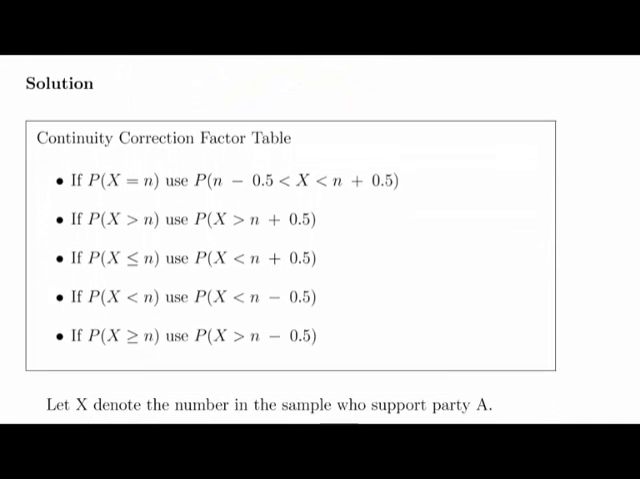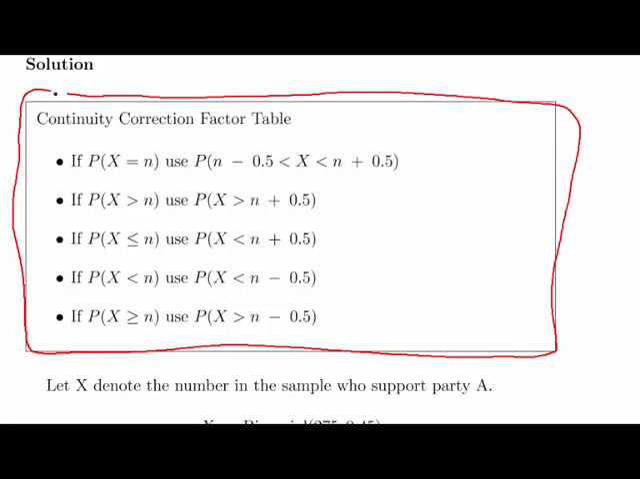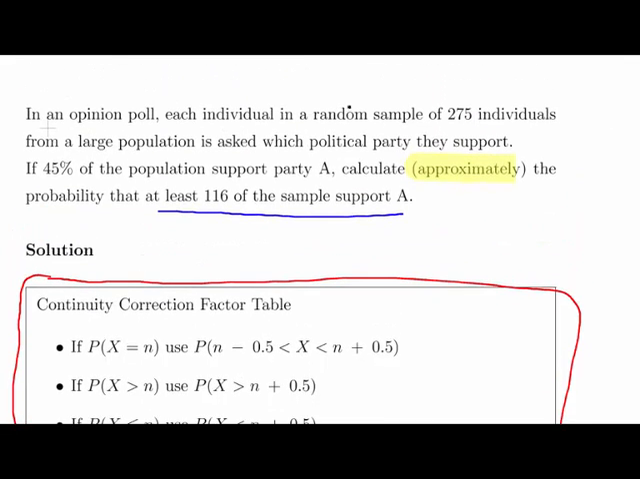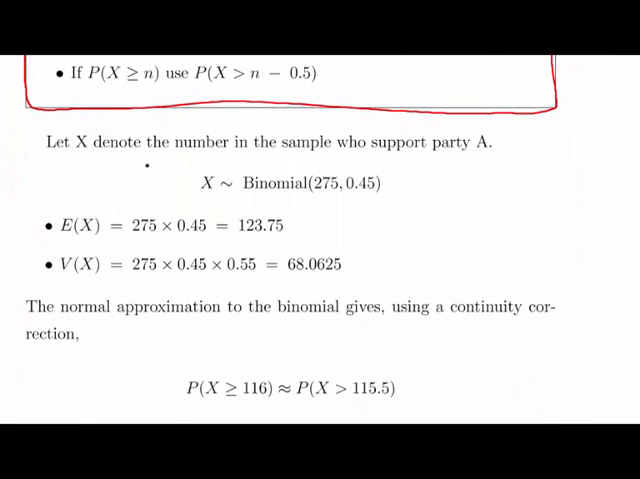I've done a few of these questions before, so you can look at some other worked examples there. But just a quick remark on the continuity correction table. This is something to get right: the probability of X greater than or equal to 116. That's something to pick up on. X is the number of people in the sample who support this party.